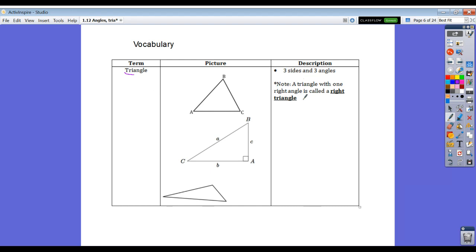So a triangle has 3 sides and 3 angles. Note, a triangle with 1 right angle is called a right triangle. So in these pictures, do you spot the right triangle? Circle it on your page if you can find it. The right triangle. This middle guy, right? Because he has a right angle, which we can tell because of that good notation. So today you're going to apply that vocabulary as we solve some problems.